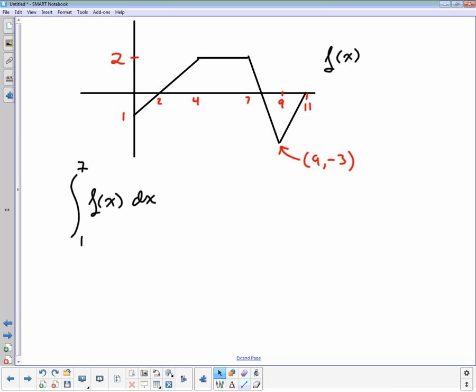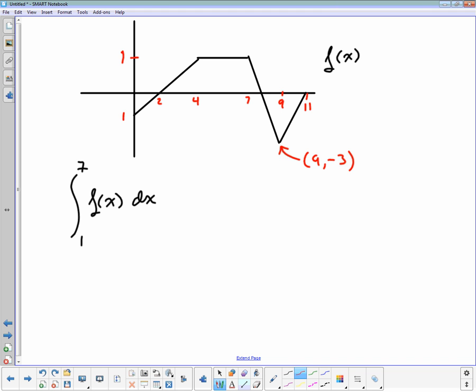This wouldn't be 4, would it? Because this has a slope of 1/2. So at 4, it would only be at 1. It would have to be only 1. Otherwise, I wouldn't have the same slope, the right slope through everything, right?